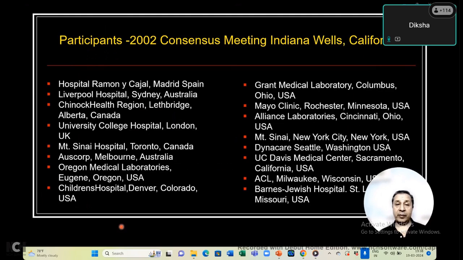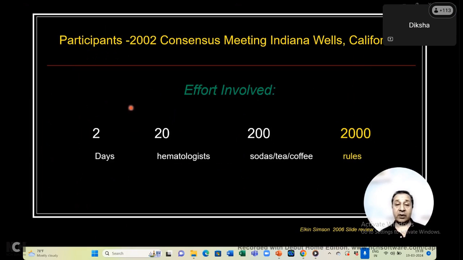There were a lot of people who participated, unfortunately, none from India in this particular activity. Most of them were either from Europe or from America and Canada. Of course, Australia was also a party to it. And they said there were 2 days of significant deliberations. Nearly 20 hematologists, hematopathologists actually sat across to decide what the number of rules could be.